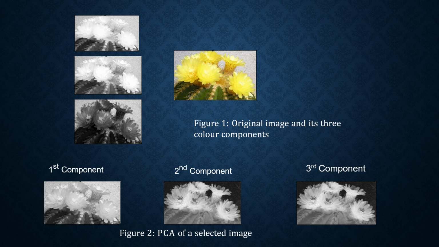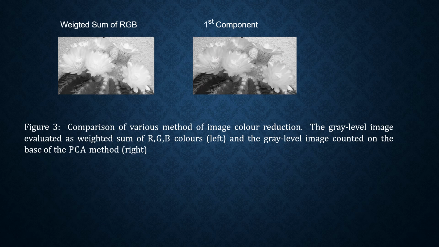Figure 1: original image and its three color components are shown. First component, second component, and third component are below. The comparison of various methods of image color reduction: the gray level image evaluated as a weighted sum of R, G, B colors and the gray level image computed on the basis of the PCA method.